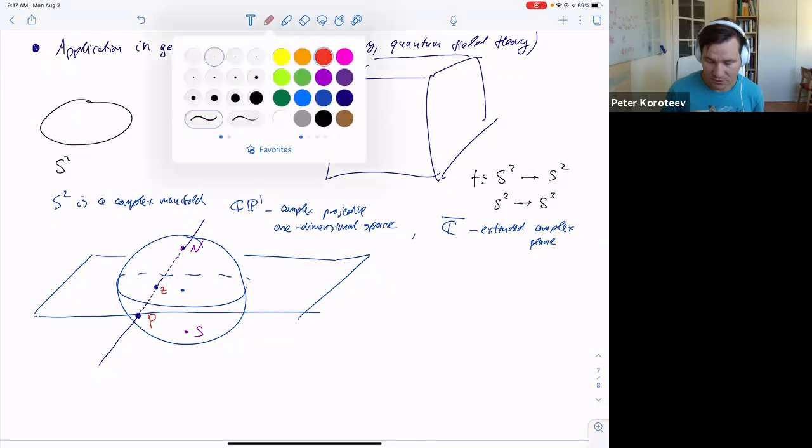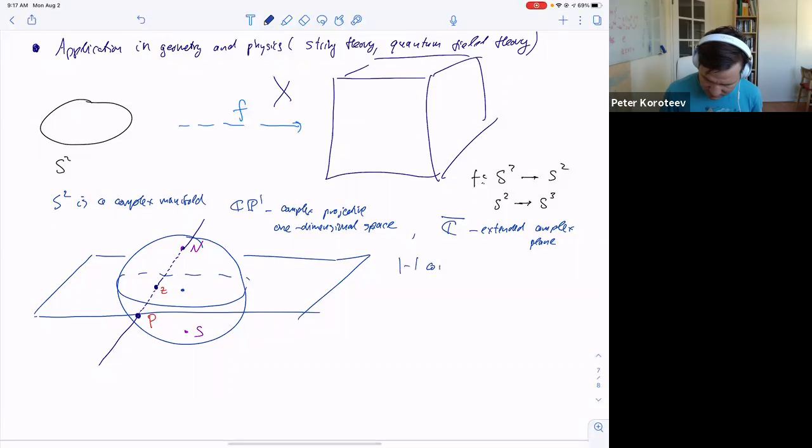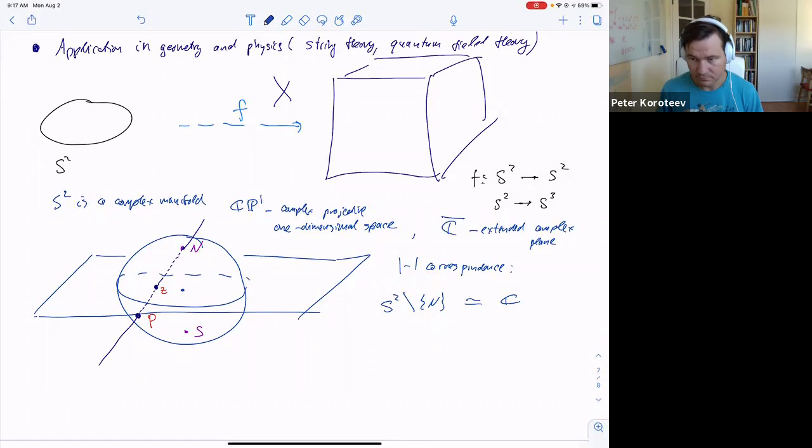What does it show you? It shows that there's a bijection, a one-to-one correspondence between the sphere without the North Pole and the complex plane. And the bijection goes by this geometric picture. So it's one-to-one: for every point Z, you can just connect it with the North Pole and see where the intersection with the sphere goes, and you'll get a point on the sphere, and vice versa.